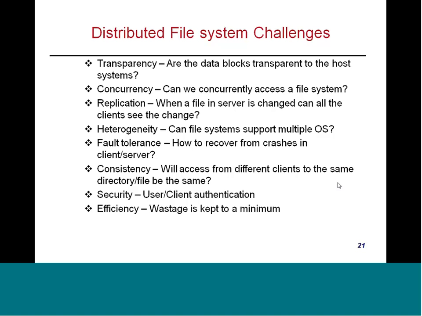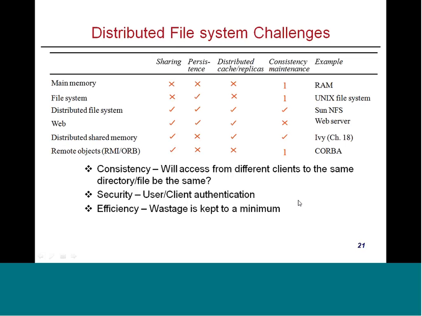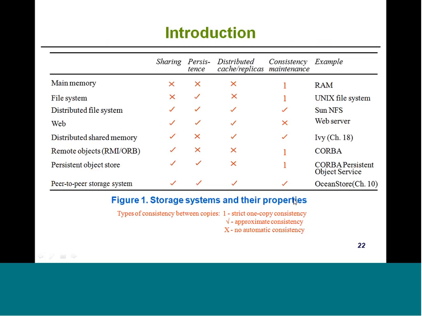And then finally, efficiency. How do we keep wastage of space to a minimum? Are there techniques that we can employ to do this? What do we do? Again, as I mentioned, the classical examples are the Sun NFS and Android file system. So we will be learning about all these things. Before we go into that, let's look at the memory architecture, which we saw in the previous slide. Let's look at it from the main memory onwards.